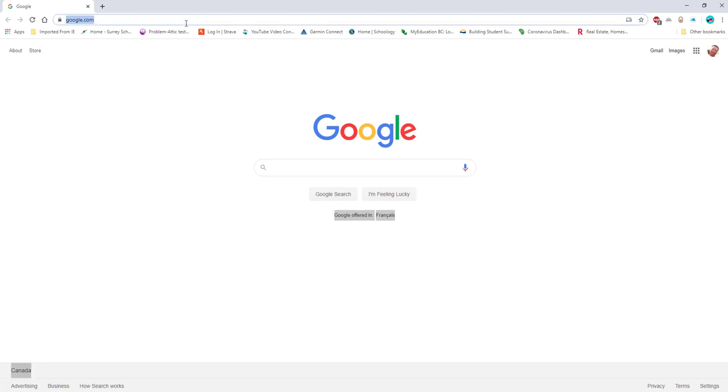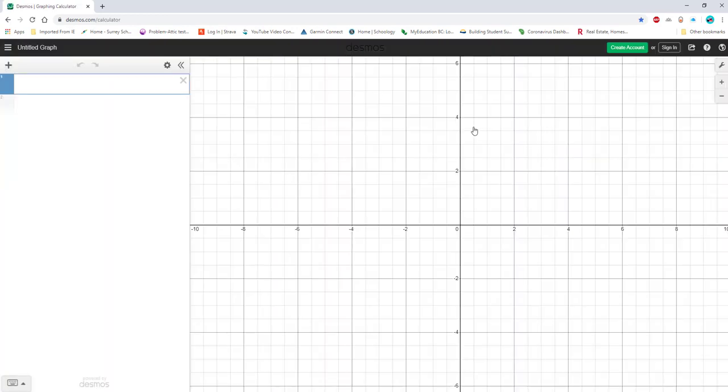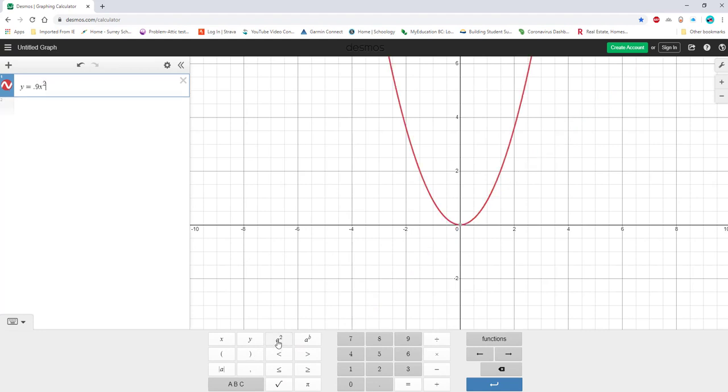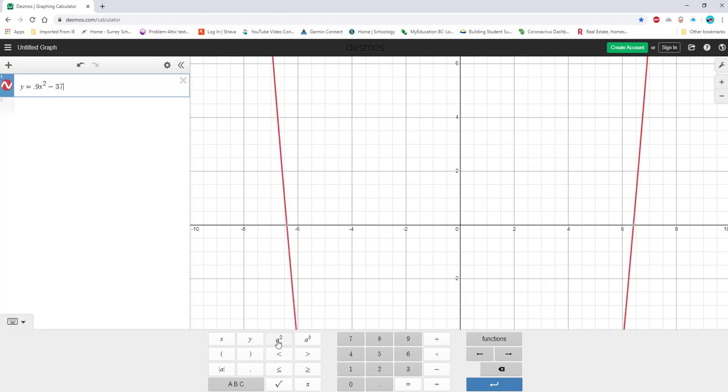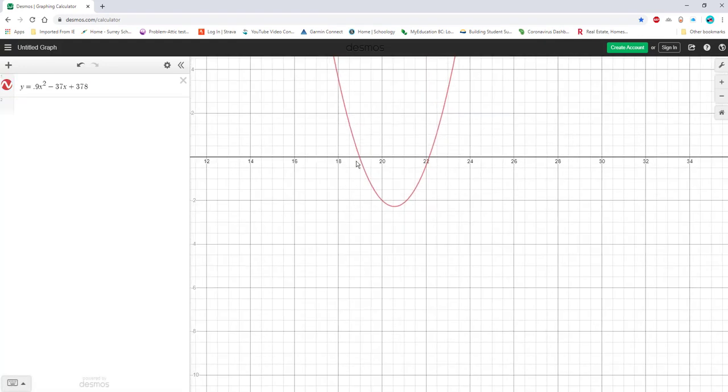Okay, so I'm going to go to Desmos, and I'm going to show you how quickly we can solve this. So this is going to be y equals 0.9x squared minus 37x plus 378. Now notice that it's hard to see where the graph is, but here is the parabola, and here are my solutions. So it's going to be 18.97 and 22.15.